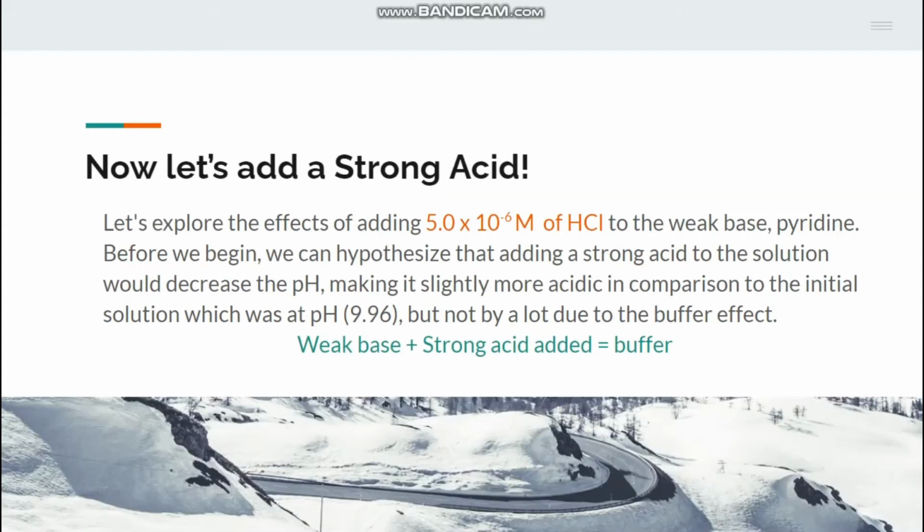Now let's add a strong acid to our initial solution. We will add 5 times 10 to the power of negative 6 moles of HCl to the weak base pyridine. We can predict that the pH will decrease as we add more acid, making the solution slightly more acidic. However, the buffer effect will prevent the pH from fluctuating too much.